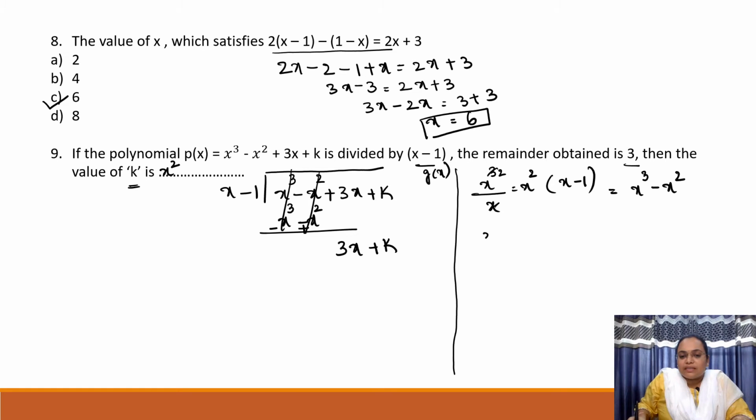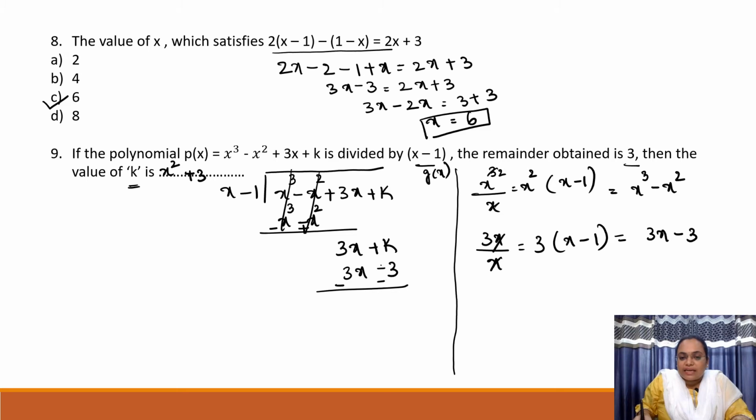Next term is 3x. So the next term of g of x is x. So x cancels, it is 3. Multiply 3 with x minus 1. You will get 3x minus 3. The next term is plus 3, which is 3x minus 3. Changing the signs again, this will get cancelled, which is k plus 3.